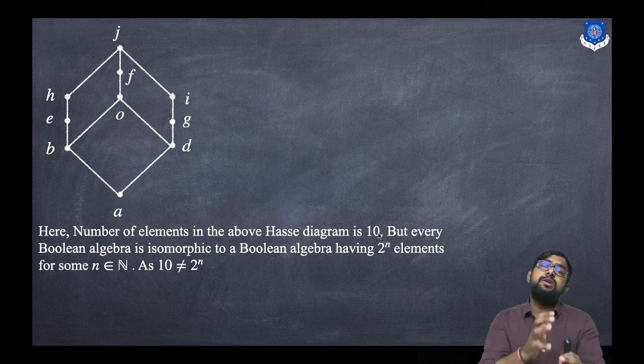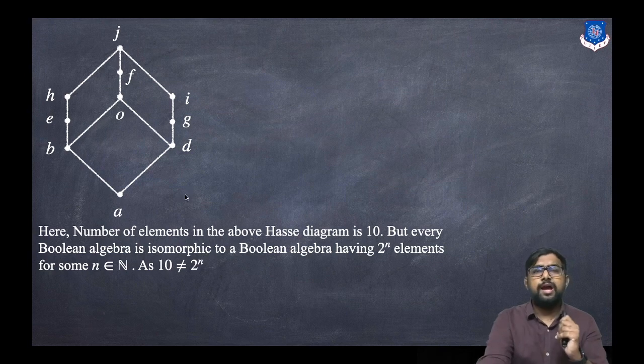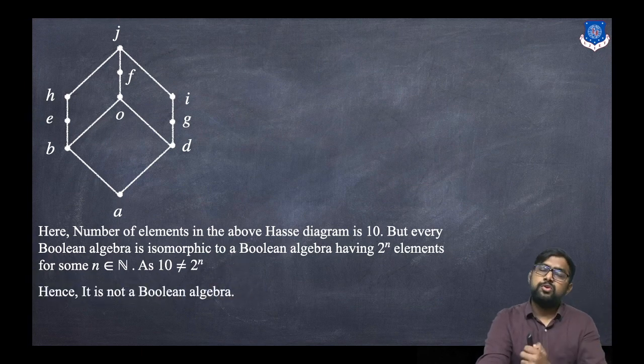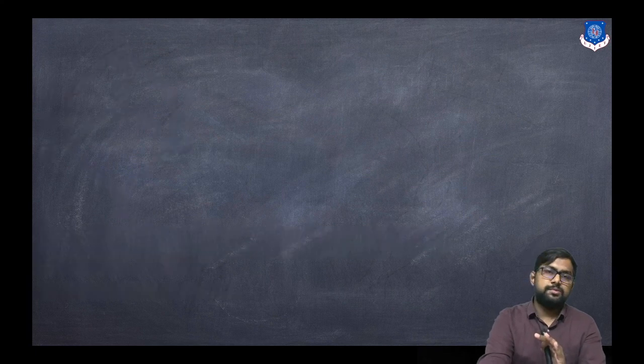But every Boolean algebra, we know this property: every Boolean algebra is isomorphic to a Boolean algebra having 2 raised to n elements for some n belonging to the natural numbers. But here you can see that this 10 cannot be represented as 2 raised to n, or 2 raised to some natural number. So what does that mean? So hence it is not a Boolean algebra. Very simple. Fine. So it is not a Boolean algebra.